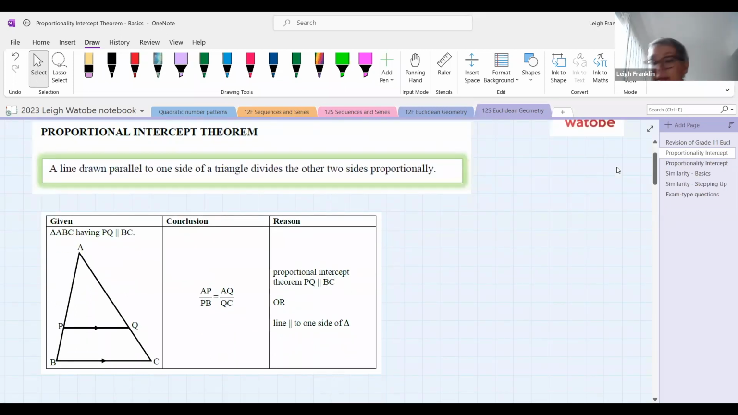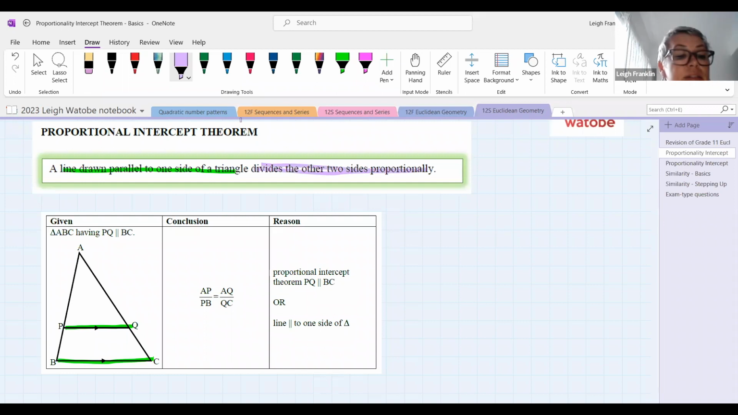Now, I want to show you exactly what I mean by that. We have triangle ABC. The line drawn parallel to one side of the triangle is line PQ, because PQ is parallel to BC. It divides the other two sides into the same proportions. The other two sides are sides AB and AC.